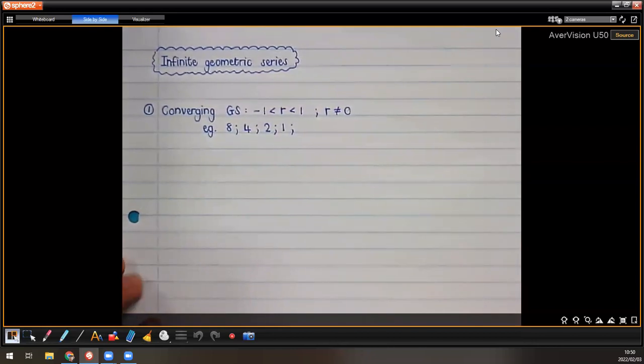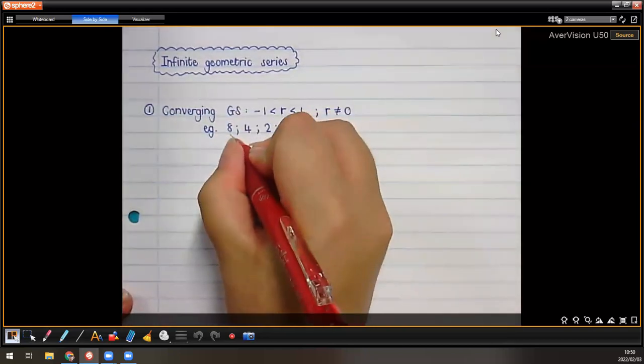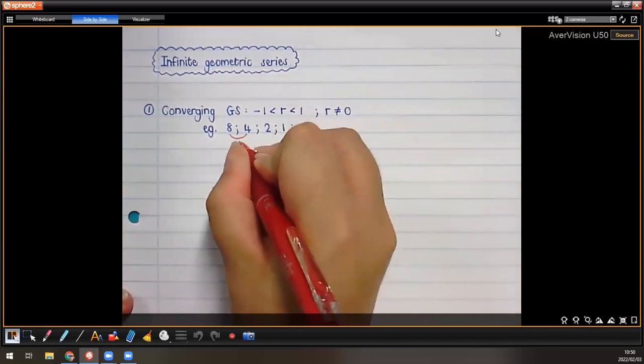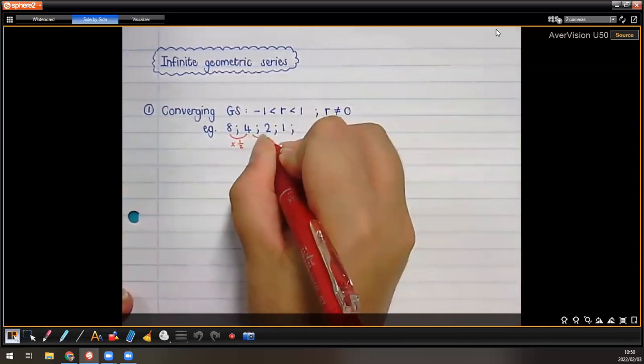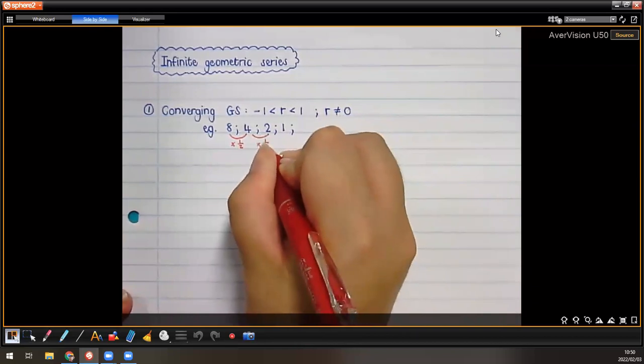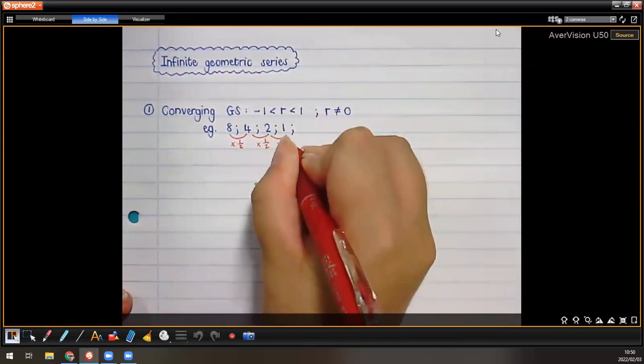Can we identify the ratio in that case? It's a half. Do you see that I'm halving each time? So I'm going from 8, then it's 4, then it's 2, then it's 1. So my ratio in this case is a half. Let's just indicate that there. So I am timesing by a half, timesing by a half, timesing by a half again.